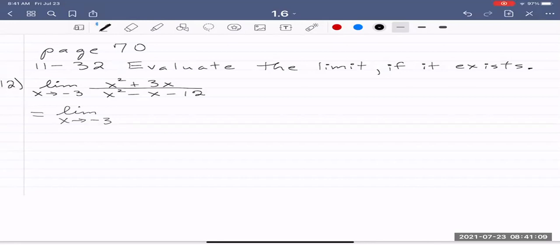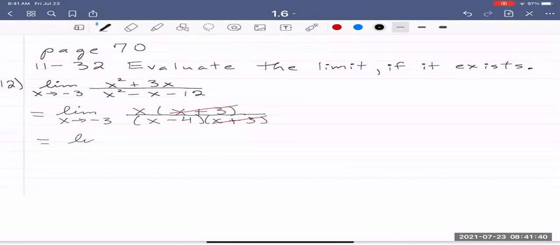So let us factor and simplify. Let's factor the numerator. Let's factor the denominator. So I'm able to factor the numerator and denominator. Now I can cancel the x plus 3's. So this is equal to the limit as x approaches -3 of x over x minus 4.